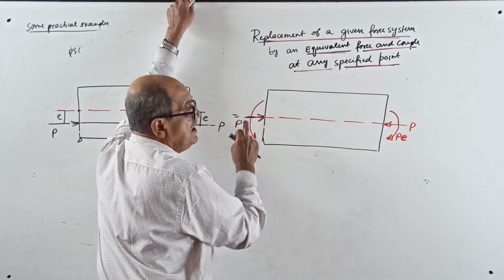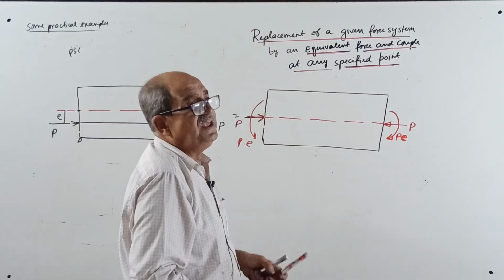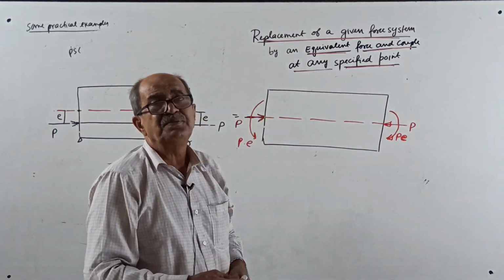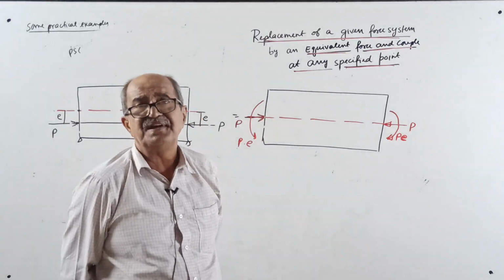Now, this P is called axial force. This P into E is called end couple, which will create a bending moment. P by A plus or minus M by Z is a stress function.